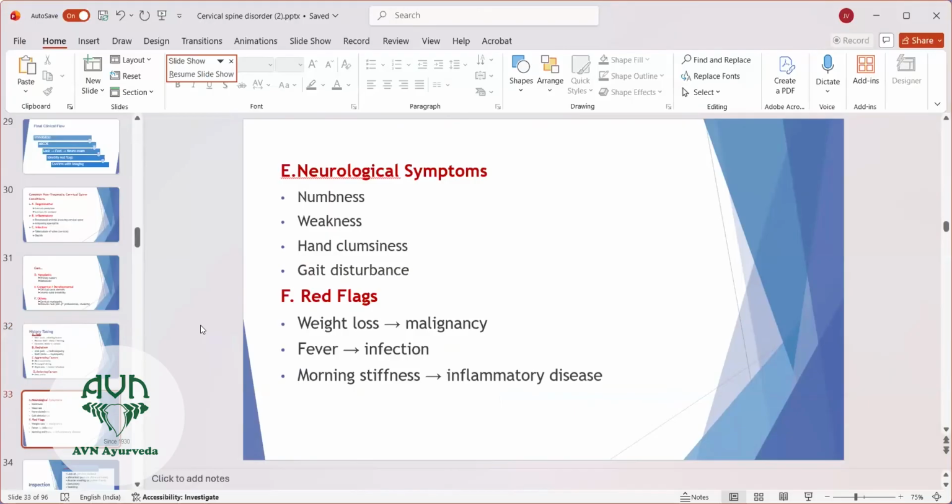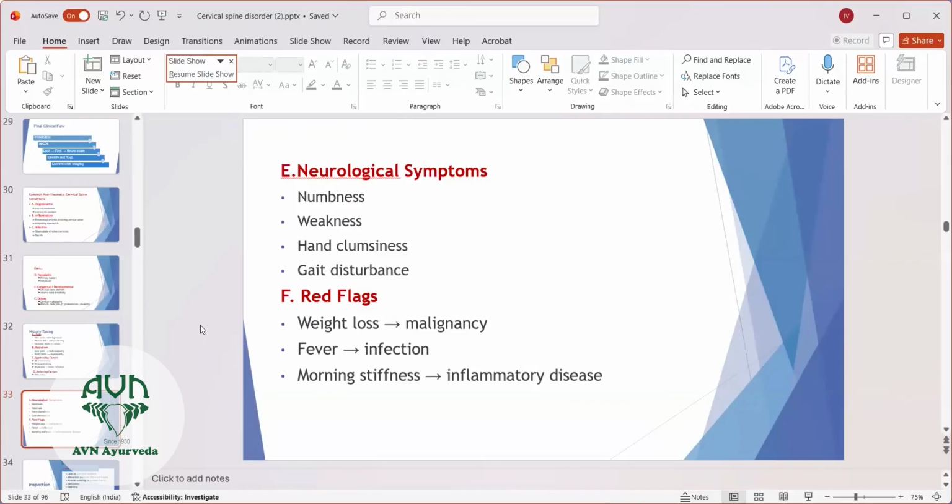After taking the history, we have to do the palpation or neurological examination also. We have to think, is there numbness, weakness, or hand clumsiness? That means the patient can't do the 5 movements, which are called the motor movements. When the patient is unable to do them, that is called hand clumsiness. Also the gait disturbance we have to think for.